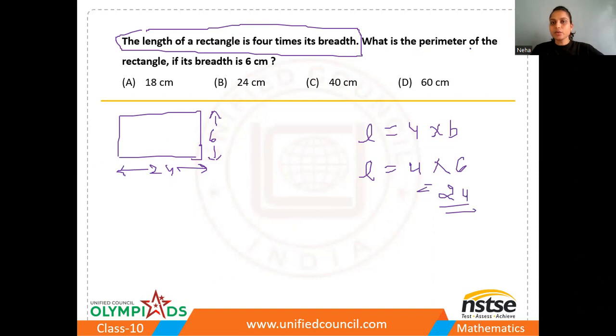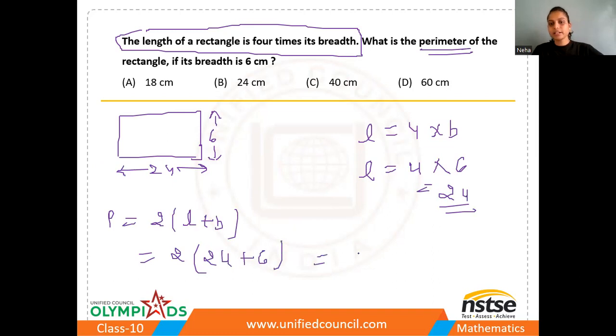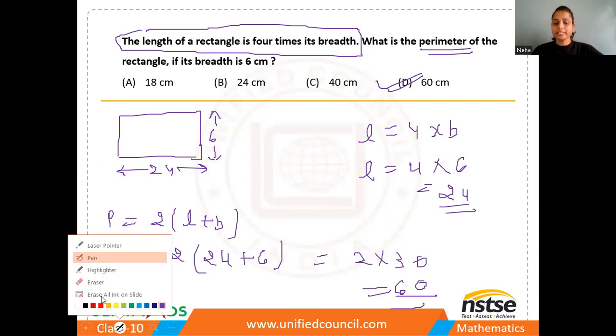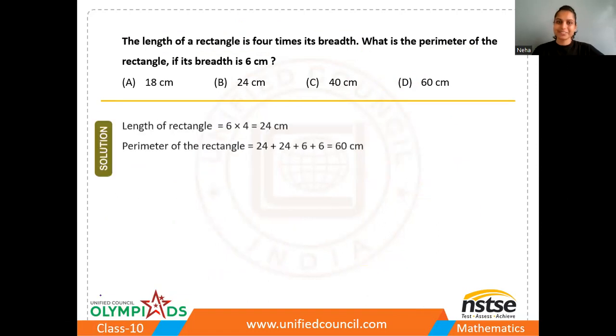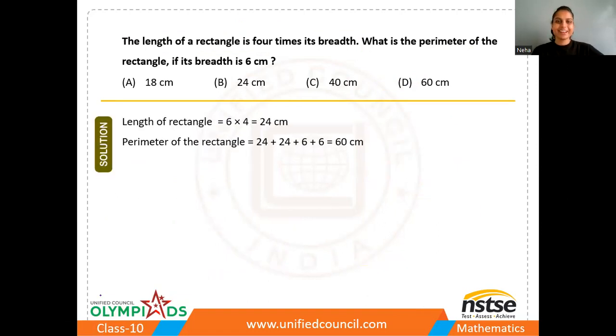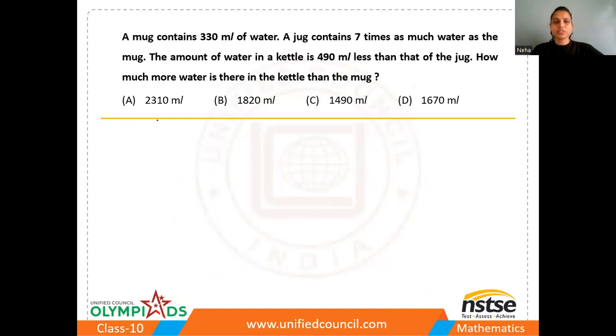Here, the unit you should keep the same. Okay. Now the question is asking for the perimeter of the rectangle. So perimeter of the rectangle is nothing but 2 into (length plus breadth). That means 2 into (24 plus 6). 24 plus 6, it is 30. That means 2 into 30, that means it is equal to 60. So 60, that means yes, option D is the right answer. Clear? Just solve the question step by step and you will get your answer. Okay? Alright. Let's move to the next question.